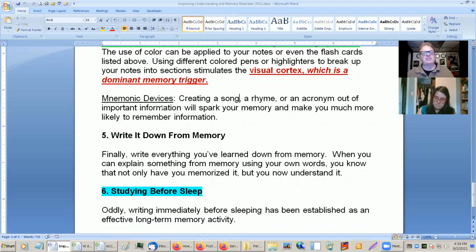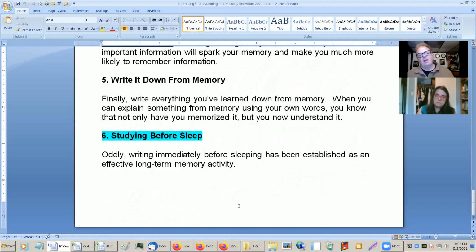Mnemonic devices, these are things you probably already know, acronyms, songs, all that kind of stuff. And writing stuff down from memory is also a very good way to do it. What you do is you try to write it down as much as you can from memory, and then you go back and compare it. Try to write it down complete again and compare it. Go back and forth like that. It turns it into more of an exercise rather than simply reading it.